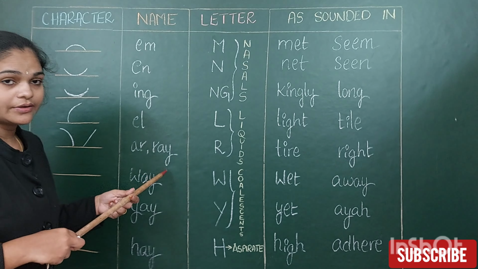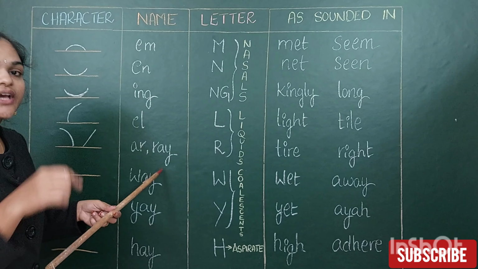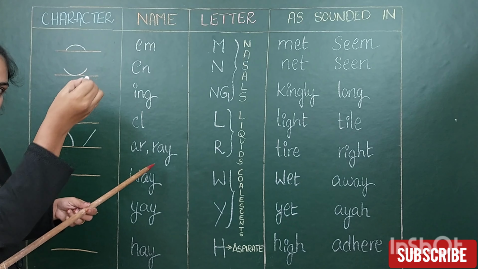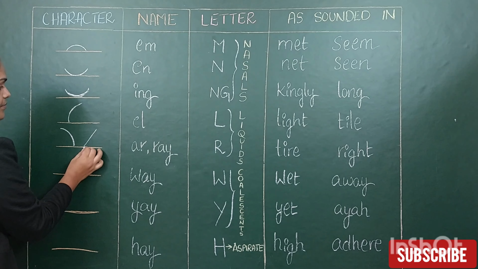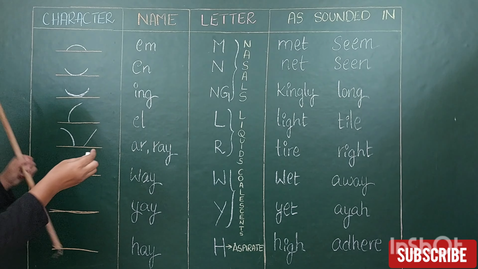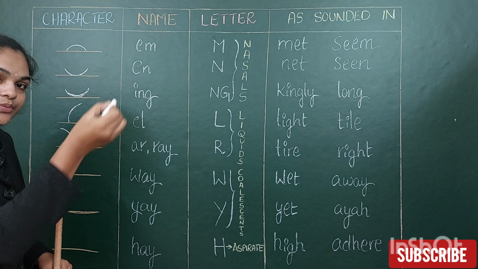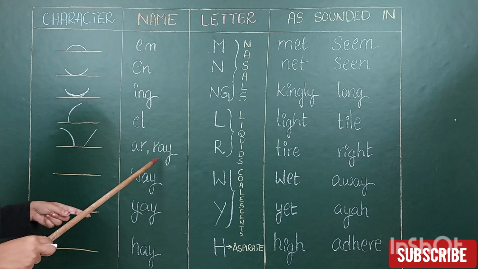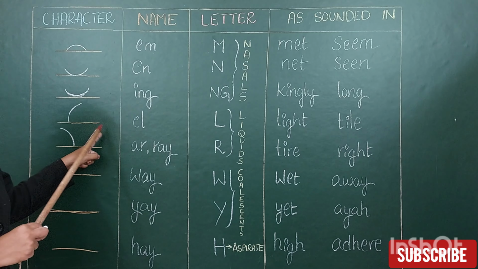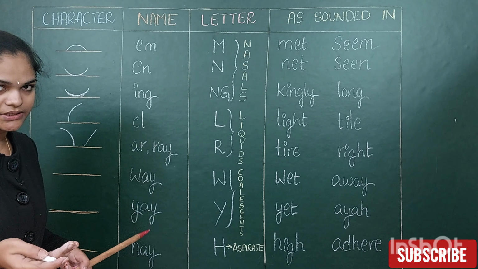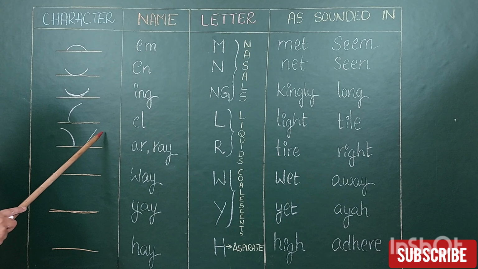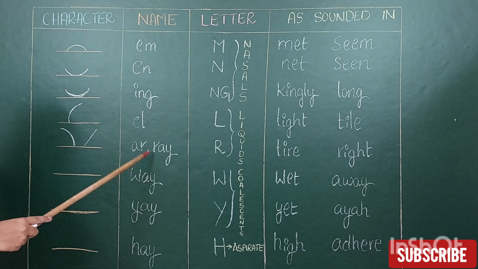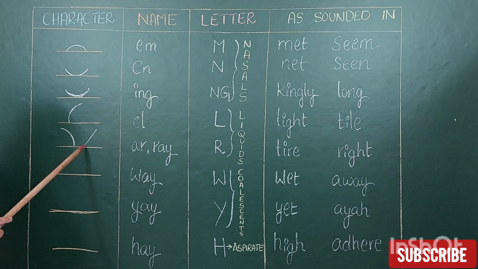Do you remember, children, when you write "che", you write from up to down. But here, when you write "re", it is from down to up. They both look alike, so that's why I am saying this many times. When you write "che", it is from up to down, but we are writing here "ray", so "ray" means from down to up.